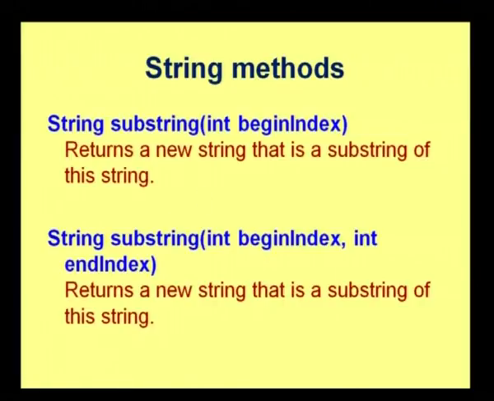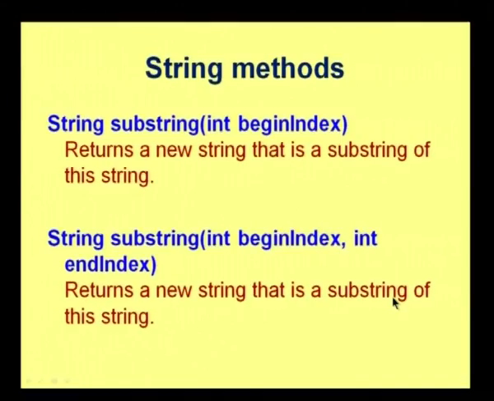For example, I have "welcome". If I give 2 as the index, it will take 2 as the beginning index and print the value until the end of the string. I can also get a substring in the middle. I can give the beginning index and also the end index. So substring with beginning index and end index returns a new string that is a substring of this string.